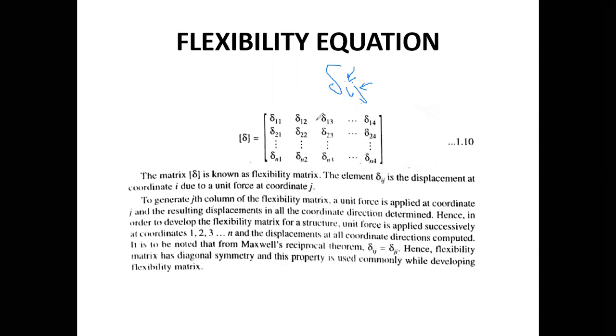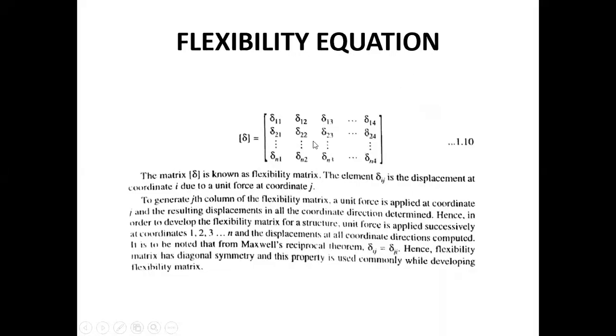Similarly, if we say del 13, it means the unit load is applied at coordinate direction 3, and we are required to find out the displacement of coordinate direction 1. Similarly, if we say del 21, then the unit load is applied to coordinate direction 1, and we are required to calculate the displacement of coordinate direction 2, and so on. So simply the second term, j, represents where the unit load is applied, and the first term, i, represents where we are seeing the impact, or in which coordinate direction we are calculating the displacement.